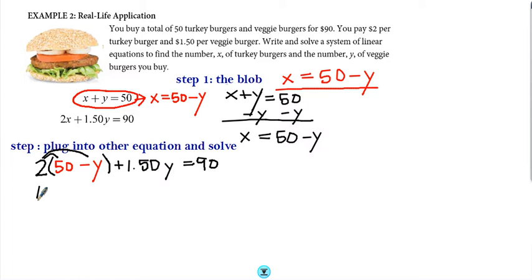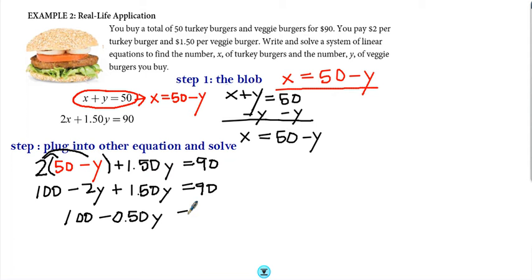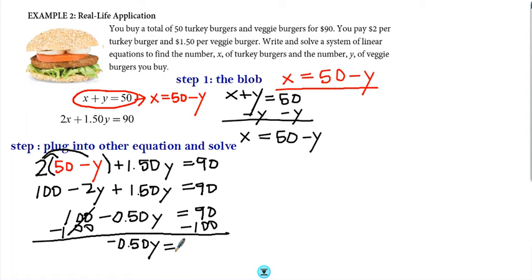You should get that 100 minus 2y plus 1.50y is 90. Since you have 2 y's, negative 2y plus 1.50y is going to be negative 0.50y. And you keep that 100 equals 90. Then subtract 100 from both sides. So then you get negative 0.50y is equal to 90 minus 100, which is negative 10.